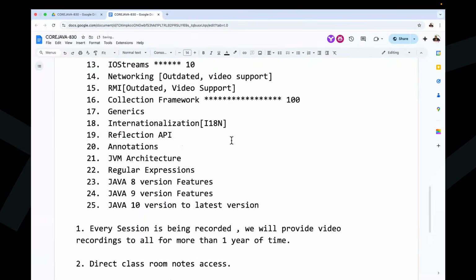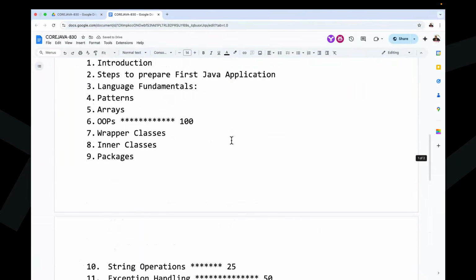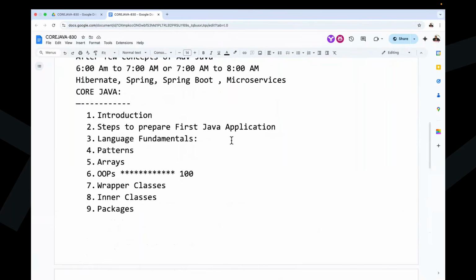In the last session, on Friday, I took a session, guys. In that session I just gave a brief review of the content that I'm going to cover in core Java. Up to that, we understood in the last session. Now today we are going to start the content directly, the core Java content.